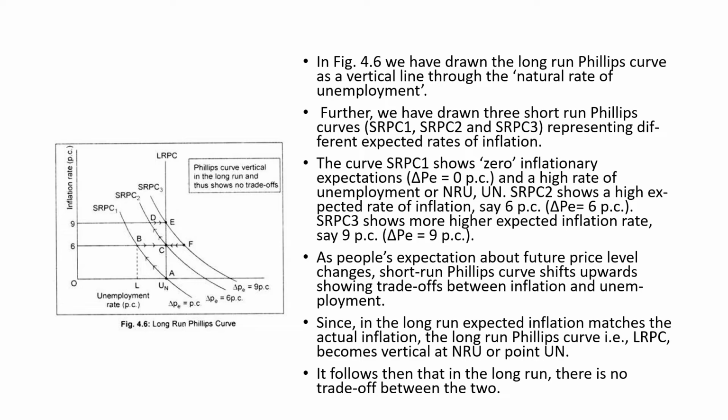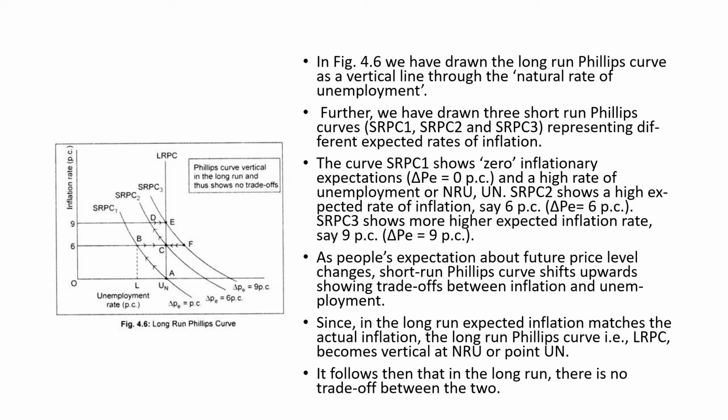Let's understand that the long run Phillips curve is a vertical line through the natural rate of unemployment. Further, we can see the short run Phillips curves, SRPC1, SRPC2 and SRPC3. These represent different expected rates of inflation. Starting from SRPC1, it shows zero inflationary expectations. That means there is no expectation with respect to changes in prices, and there is a high rate of unemployment. SRPC2 shows a high expected rate of inflation.